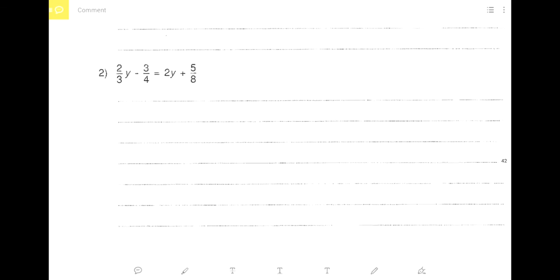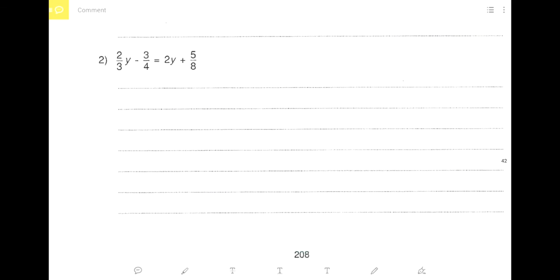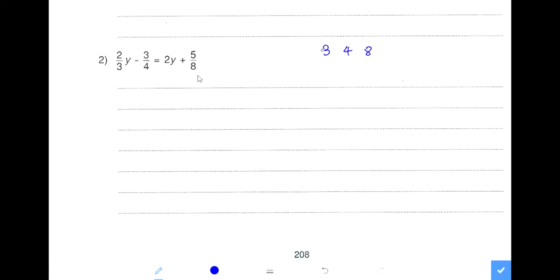Okay, we want to go to the next one now. It's fractions again. You see that this one is a fraction, this one is a fraction, this one is a fraction, this one is not, but it's okay. So we're going to find the LCM of 3, 4, and 8. Let's find the LCM again. Divide by 2, right? This number 3, you cannot divide, so just take it down.